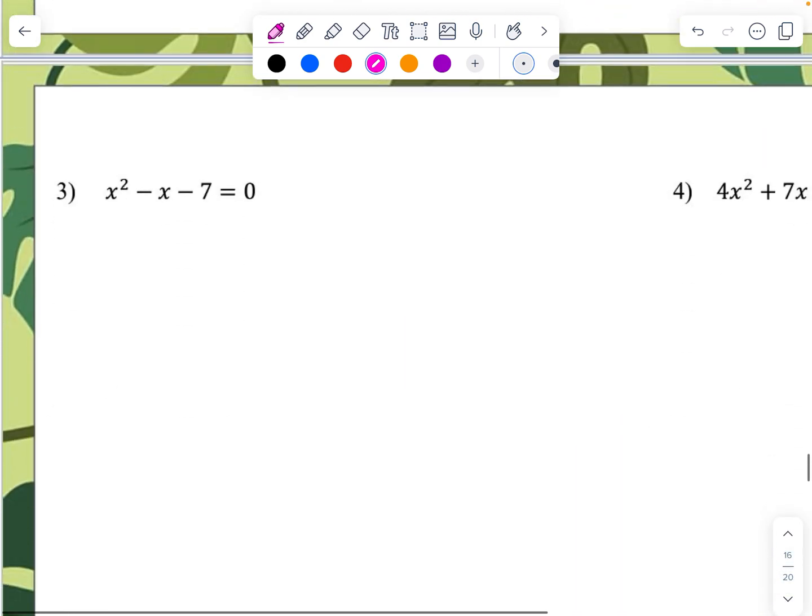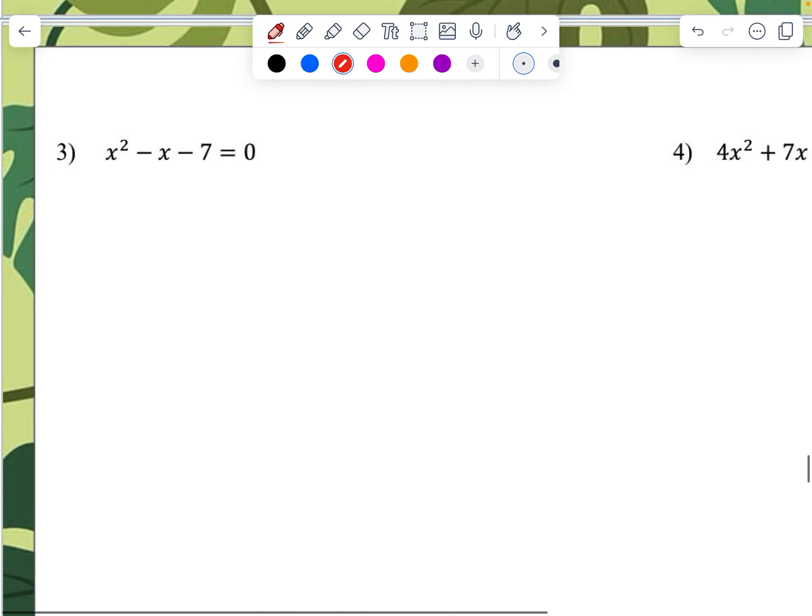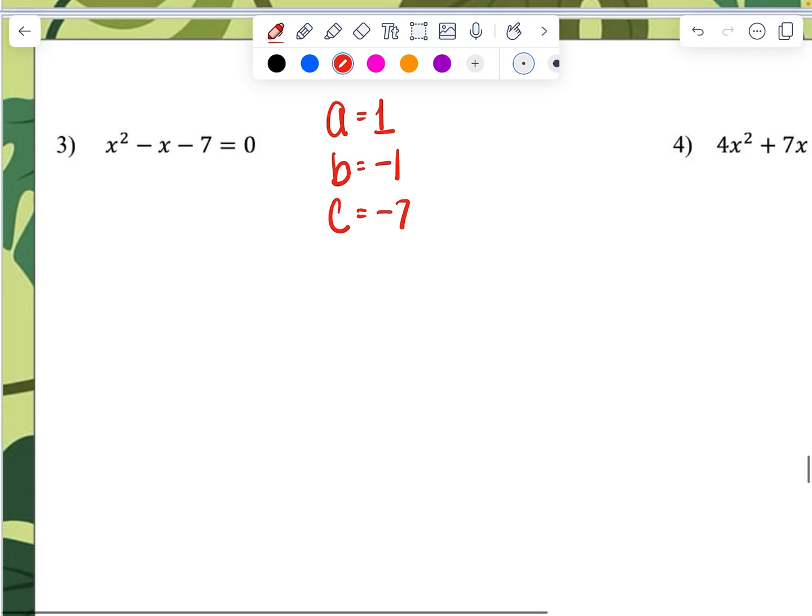All right. Number 3. Good news is we're almost done. I have x squared minus x minus 7 equals 0. The first thing I'll always do when I see a quadratic is try to factor it, because it is faster and easier, but this is not factorable. So a equals 1, b equals -1, and c equals -7. That's my strategy to get started: make sure I know what my a, b, and c are.